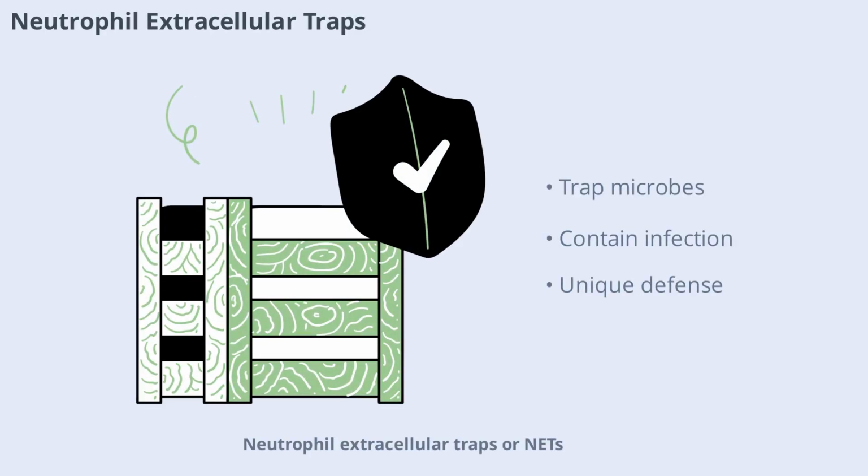Neutrophil extracellular traps, or nets, are networks of DNA and proteins released by neutrophils to trap and kill microbes. This unique effector function helps contain infections and prevents the spread of pathogens, especially during severe infections.